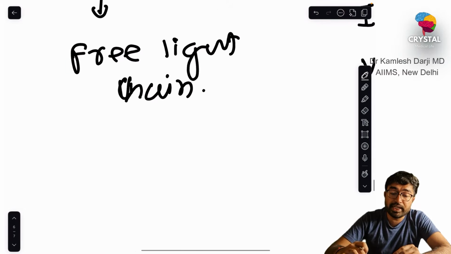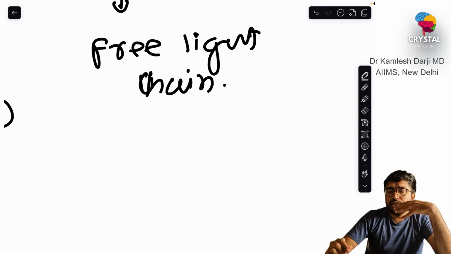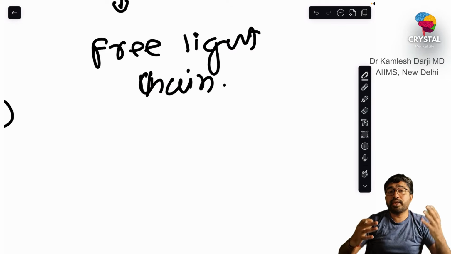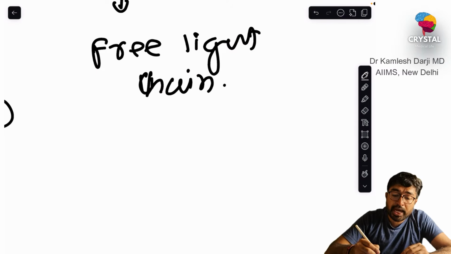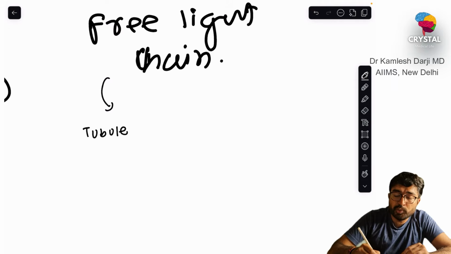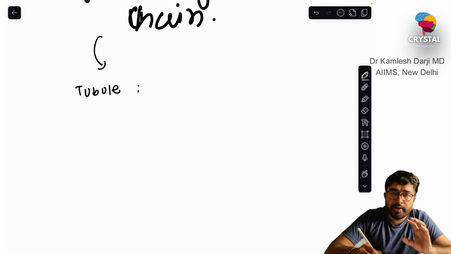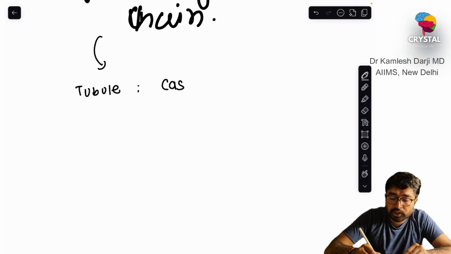Next is your free light chain. These plasma cells are not just creating immunoglobulins, they are making more light chains than heavy chains. So this free light chain will go into your kidney, and it will get stuck in the lumen of the tubules, and these tubules are now damaged by these immunoglobulins, and it is causing cast nephropathy.